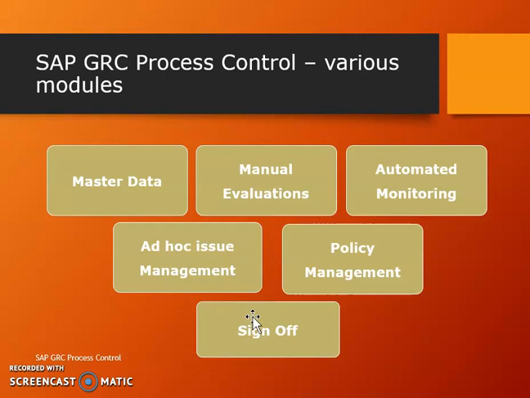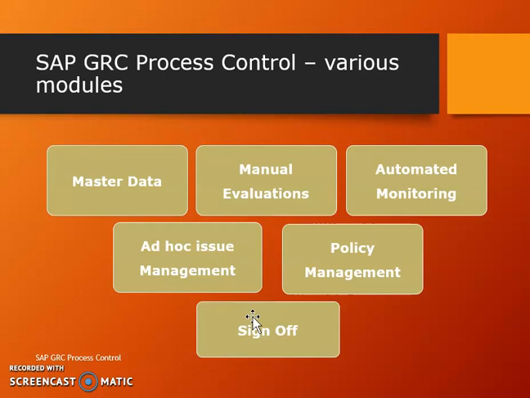Then we are having the automated monitoring, where no manual intervention is required for the control testing. System will automatically, as per our definition of business rule, go fetch the data from system, test the control, and let us know if this is pass or fail.